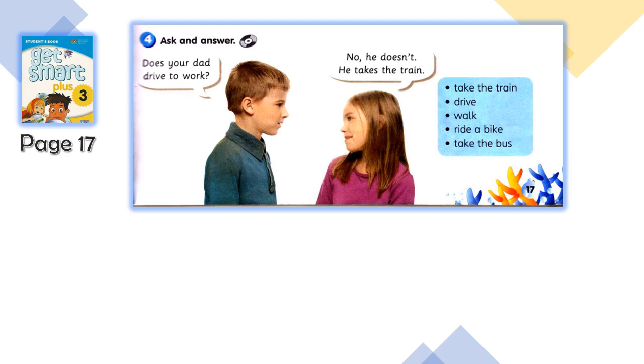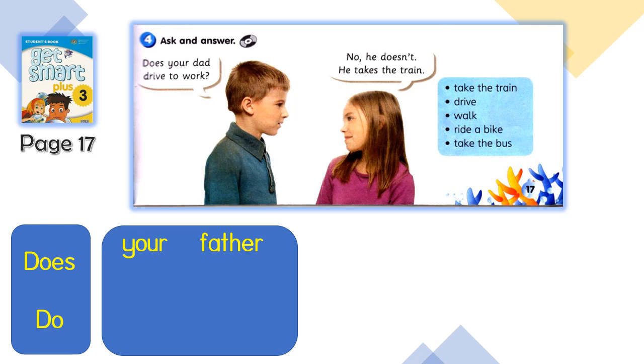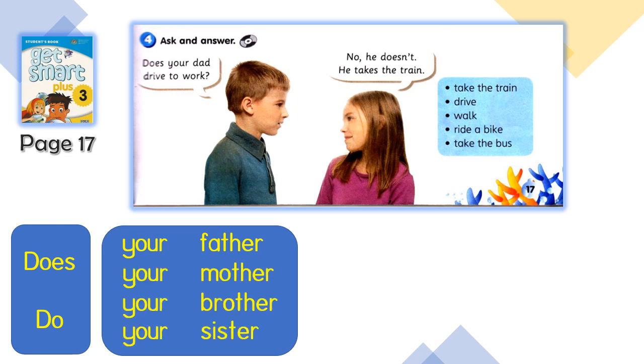To do this activity, you have to know whether the subject is singular or plural so that you know whether to use do or does. Look at this. We start the question with do or does, depending on the subject. So who's the subject? Might be your father, your mother, your brother, or your sister. This is just sentence structure. Maybe you can follow this, or maybe you can use your own structure.